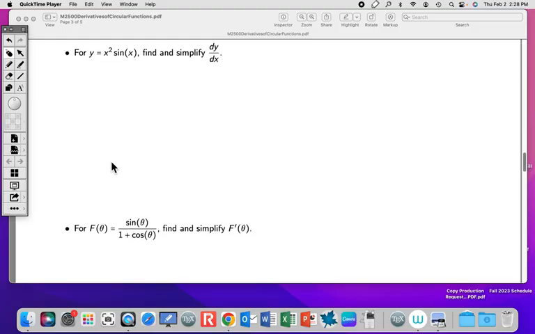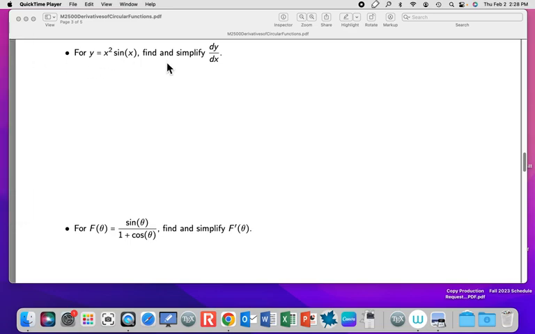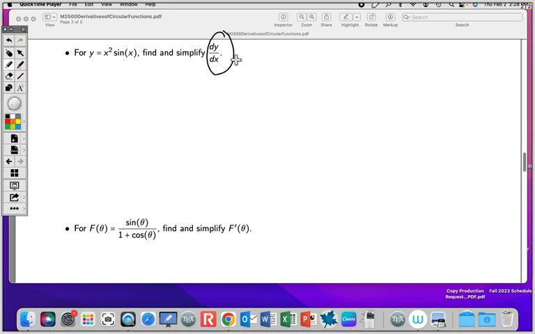Next one, we have y equals x squared sine of x. Find and simplify dy dx. Remember, dy dx is another notation for the derivative. So dy dx equals the derivative with respect to x of x squared sine of x. And remember, x squared sine of x is really x squared times sine of x. So we have a product here. So we apply the product rule.